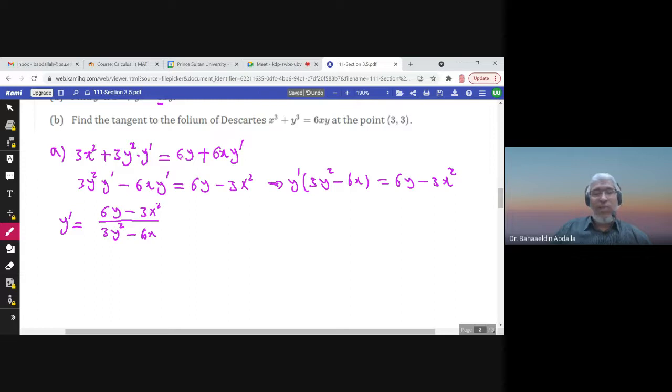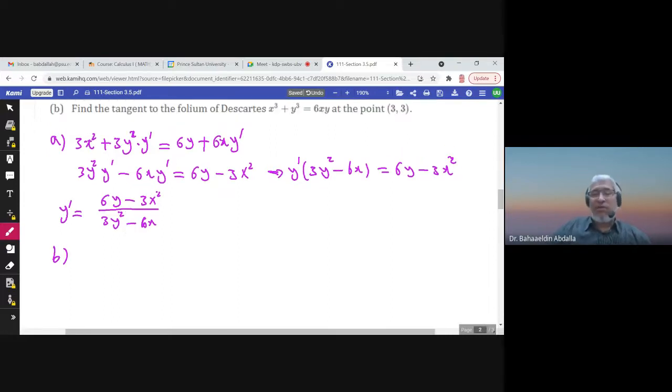The question: find the tangent. So this is part A. Part B, find the tangent to the folium of Descartes, x cubed plus y cubed equals 6xy. This equation is called the folium of Descartes, at the point 3, 3. All right, so it is y minus 3 equals slope times x minus 3. And the slope, m, is y prime at x equals 3 and y equals 3, or at the point 3, 3.